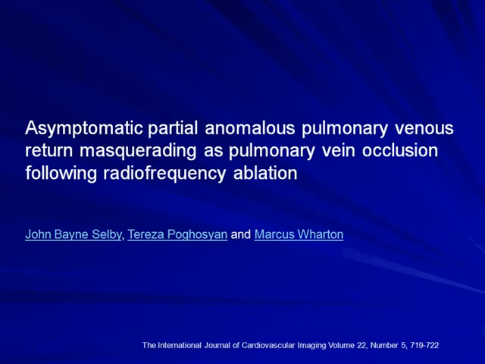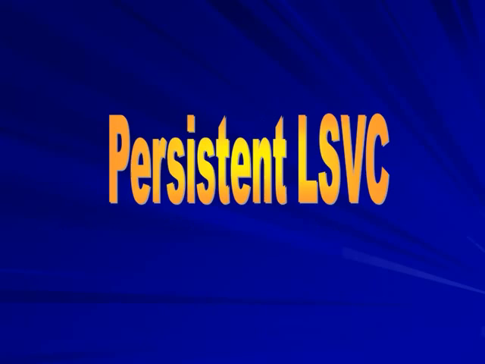So they had done a CT scan on a patient 3 months after a routine AFib ablation. They just assumed the patient had had a common single vein on one side. They couldn't find a superior branch in the scan, and they thought that they had occluded the vein. Turns out the patient never had that vein to begin with. So persistent left SVC is actually a bit more common than the other ones. It occurs in about 1 in 200 patients.